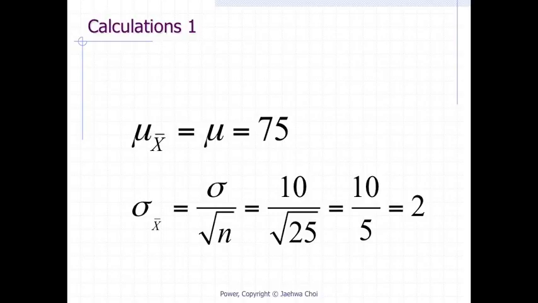Since the mean of the sampling distribution is the mean of the population, the sampling distribution of the mean has a mean of 75. Recall that the standard error of the mean is the standard deviation divided by the square root of n. Since the standard deviation is 10 and n equals 25, the standard error of the mean is 2.